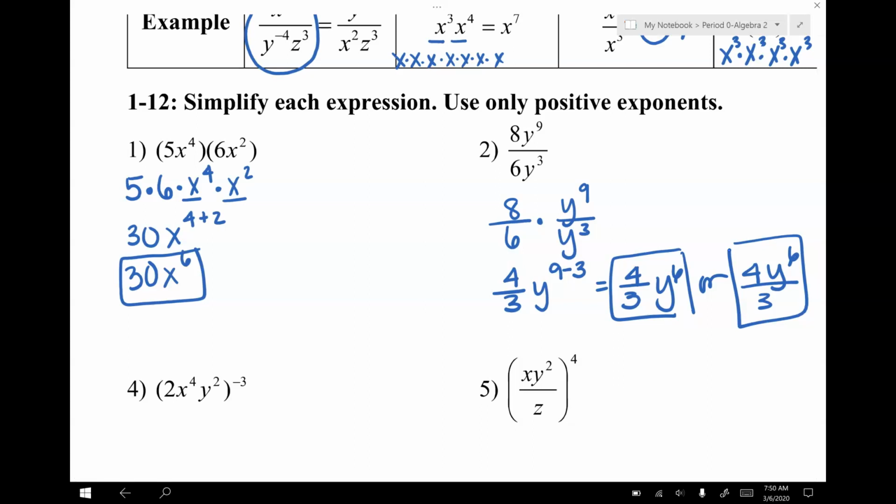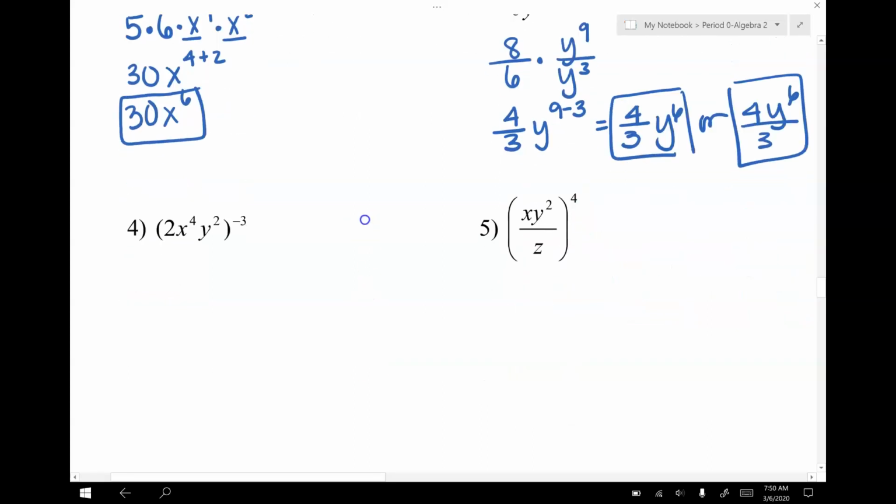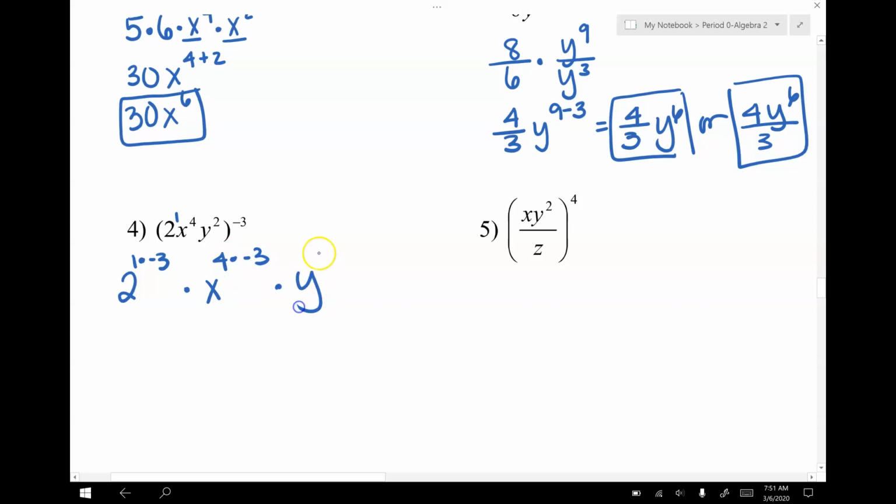Now, power to the power. What do we do? We multiply. The 2 right now has what power? Right now, before we distribute the power of -3, what power does the 2 have? 1. Okay, so be mindful. If you don't see a power, it's always a 1. So it's really technically 2 to the 1 times -3, x to the 4 times -3, y to the 2 times -3. Okay. Then this is 2 to the what power? -3. Then this is x to the what power? -12. Then this is y to the what power?